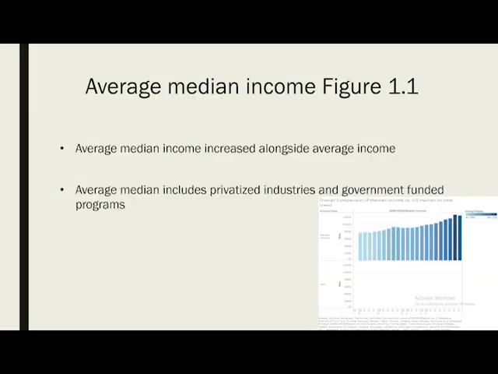Looking at figure 1.1 located in the bottom right, we can see that the average median income has increased alongside the average income. Now, this does not mean that it's increased just within the public, but it has also increased within the privatized and government-funded companies.